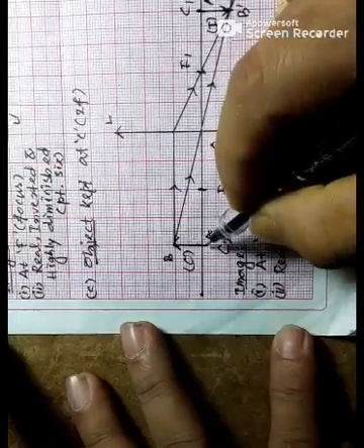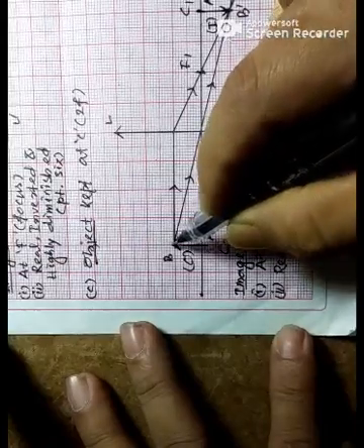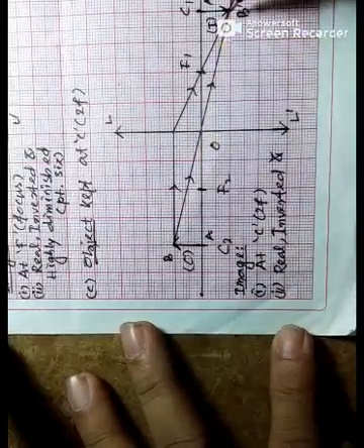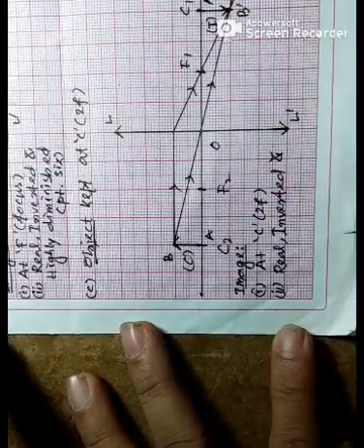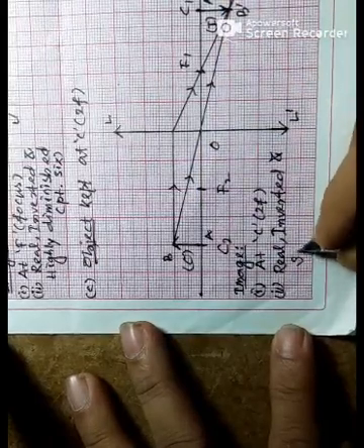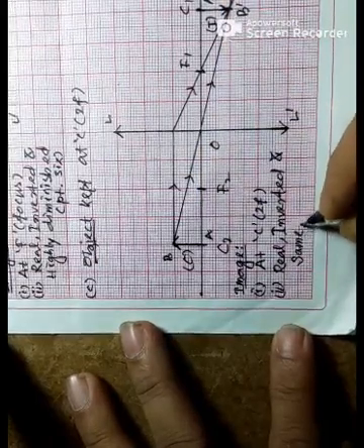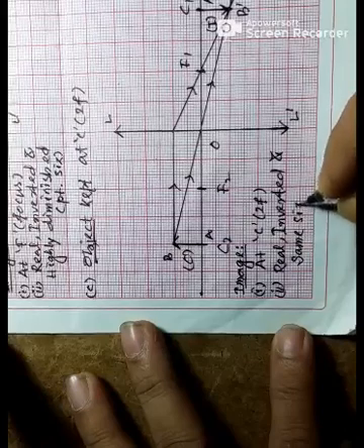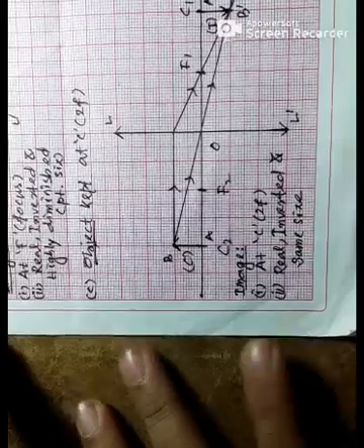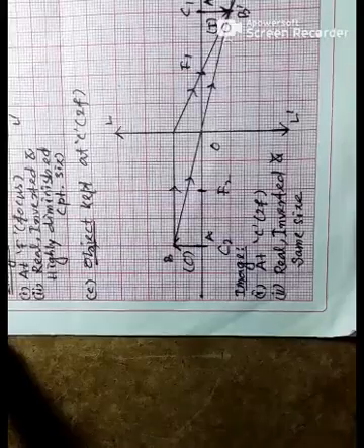And see here, what is the height you have taken? 1 centimeter. What is the height you got here? That is also 1 centimeter, means same size. Right, so this is the third option over.